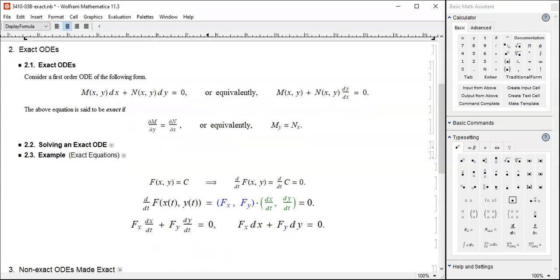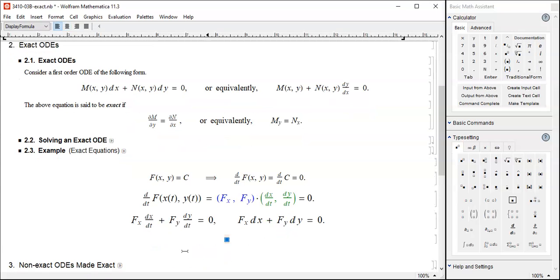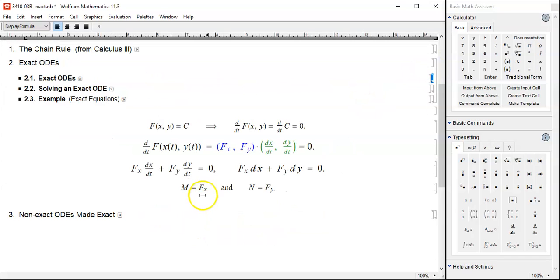I get m is f sub x and n is f sub y. That's what I'm getting. Compare this and that, and this and that. Okay, we're almost there.